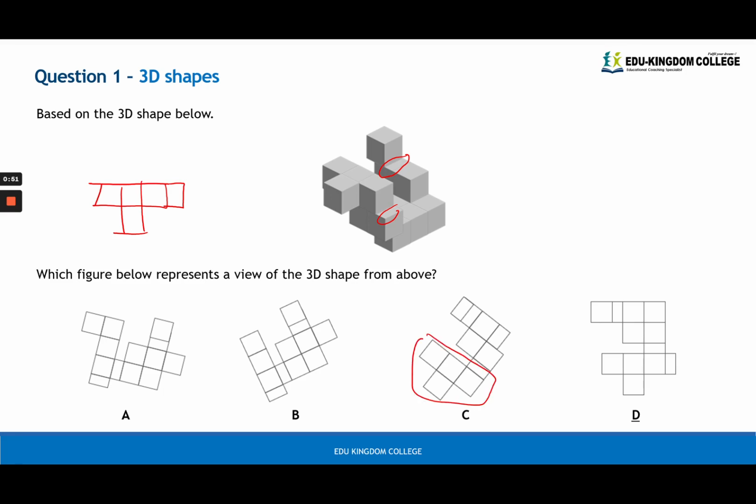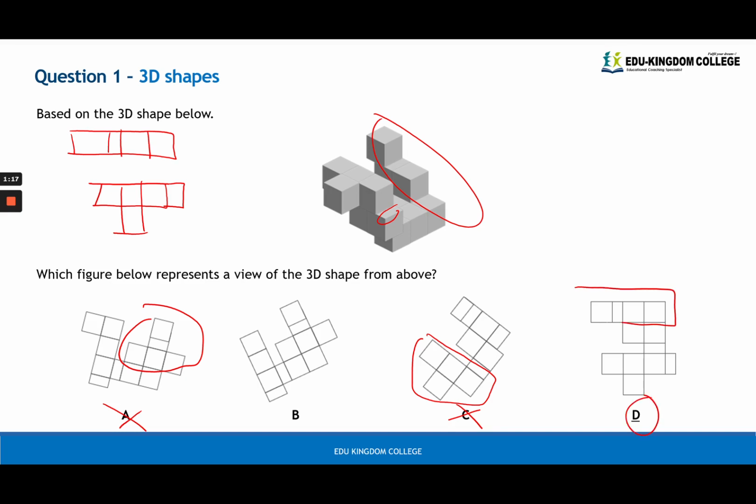For example, this one doesn't have it, so C is out. This one has it in the wrong place, so A is out. You can work through by doing that for all of the other parts as well. For example, this part is directly opposite, so it'll be here, and it has a big section, then a small section, and then two big sections. You can see that's well represented by D. It has this part and this part, which is why it's the answer.